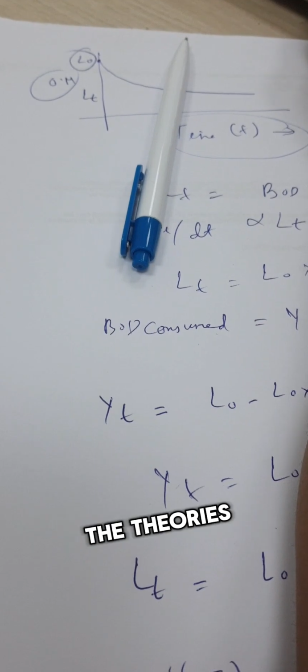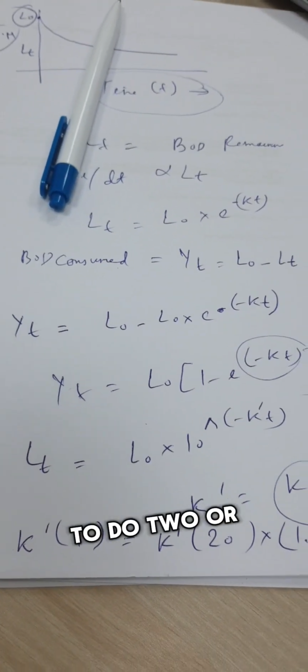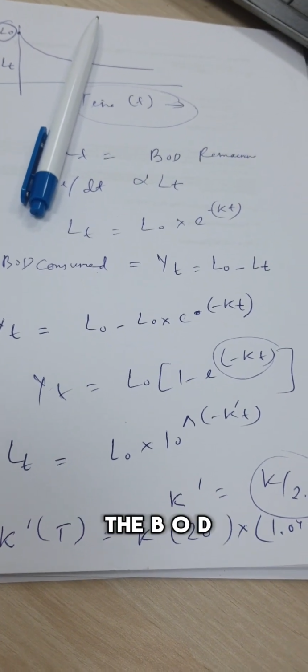Now these were all the theories about the BOD. Now let us solve 2 or 3 numericals related to finding the BOD.